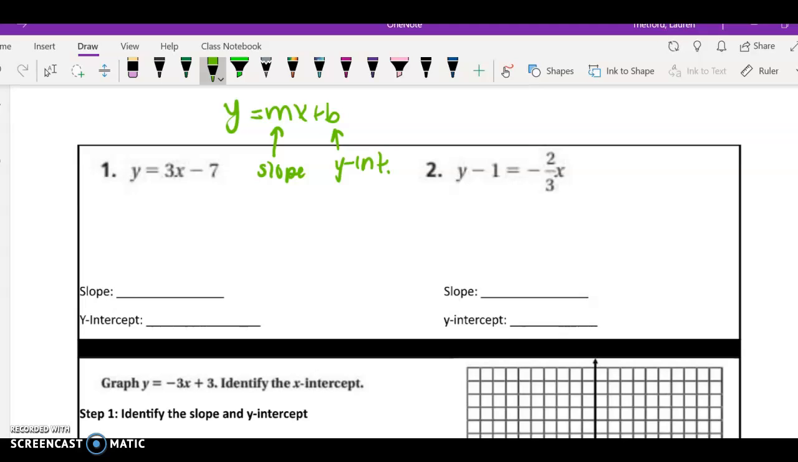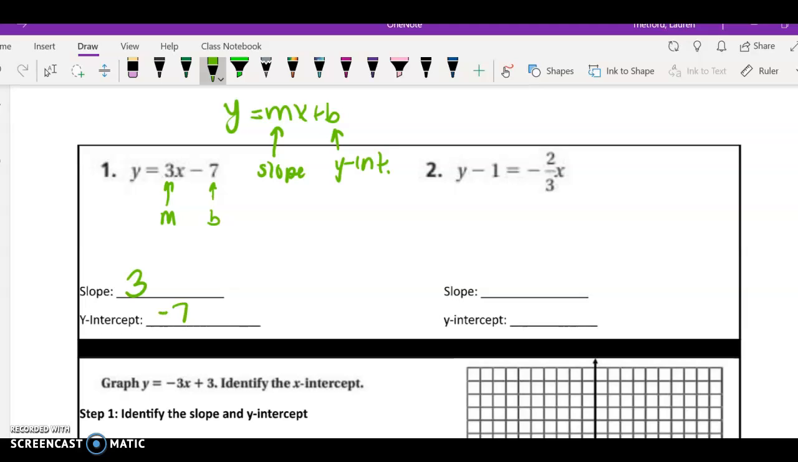We have a number next to our letter, or our variable, and then we have our constant by itself. So that means that our m is that 3, and the thing by itself is our b, which is our y-intercept. And so we have slope is 3, and our y-intercept is -7.